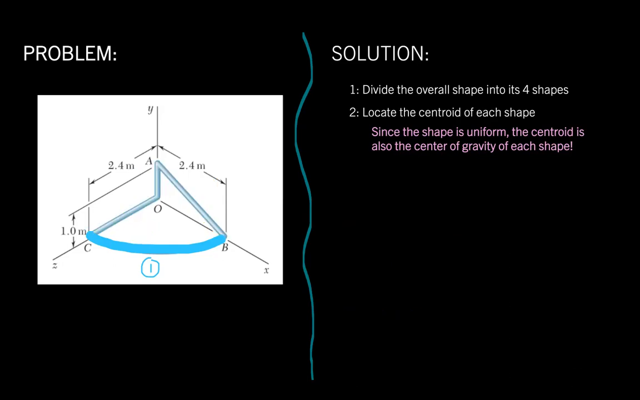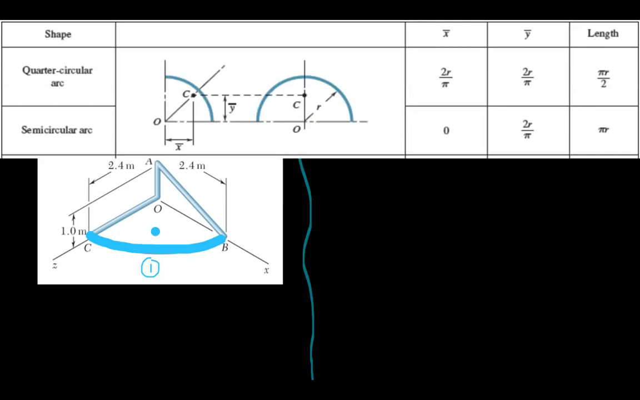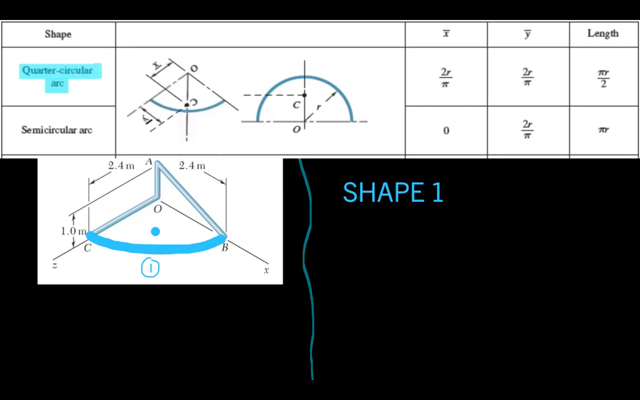Next, we will be focusing on shape 1. The centroid of shape 1 is approximately there. We have to locate the centroid of each shape, as you might recall. Here are a list of special shapes. For shape 1, it is a quarter circular arc. And looking at the top, we will have to reorient that quarter circular arc to match our image shown. So the X bar in the diagram will actually be replaced with Z bar. And then that will be equal to 2R over pi.